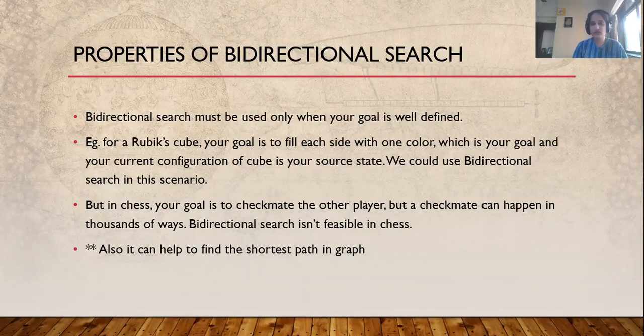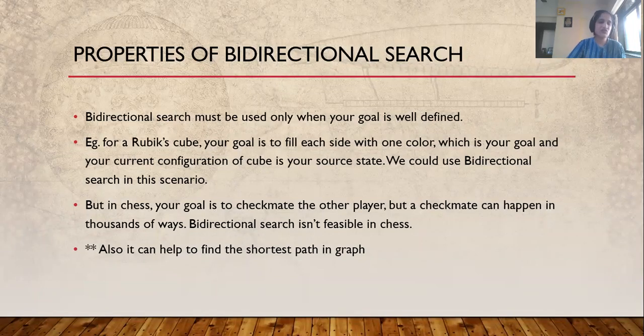In contrast to this, in chess your goal is to checkmate the other player, but a checkmate can happen in thousands of ways. So there will be multiple possibilities, or multiple kinds of goal states, which tell us that yes, this situation is now check and mate, or let's say this situation is check and mate.